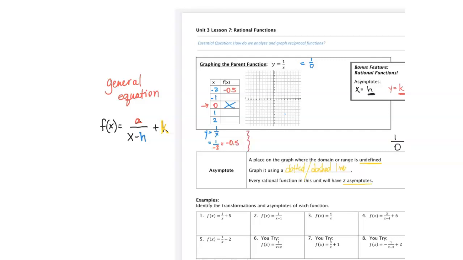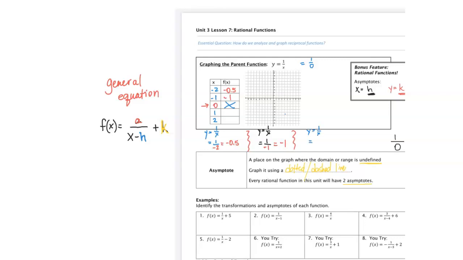Let's go to the next one. Your equation was y equals 1 over x. So let's plug in our x value, which in this case is a -1. So 1 over -1. And 1 divided by -1 is -1. So output is -1.